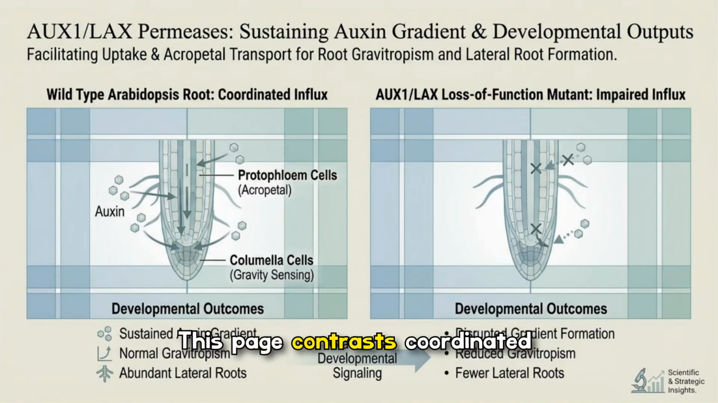This page contrasts coordinated auxin influx in wild-type roots with impaired uptake in AUX1-LAX loss-of-function mutants. In the normal root, influx through columella and protophloem sustains a robust auxin gradient supporting gravitropism and lateral roots, whereas impaired influx disrupts that gradient, reducing gravitropic response and lateral root formation with clear developmental consequences.